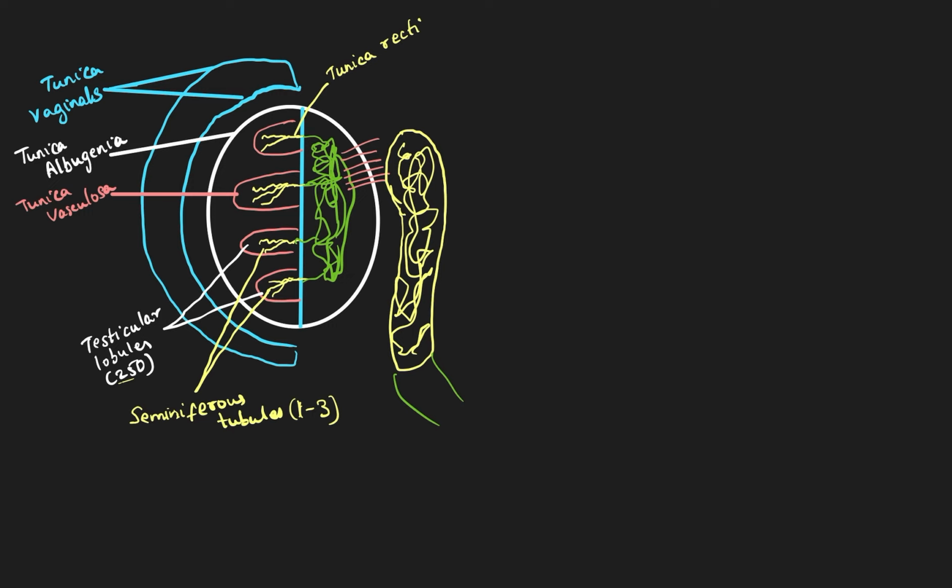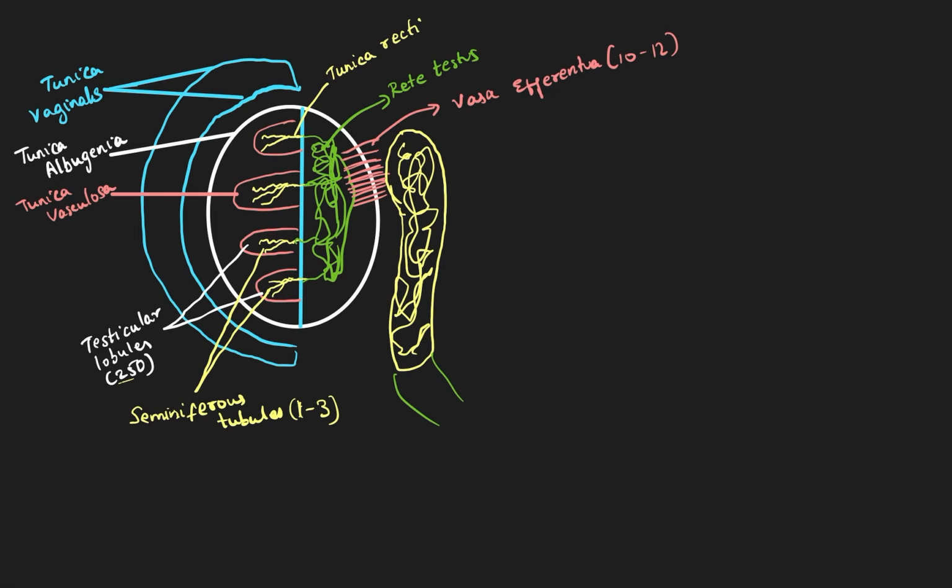After the sperms are produced, they enter this green color region that I have shown. This region is known as the rete testis. After the rete testis, they pass through the vasa efferentia. The vasa efferentia are 10 to 12 in number. You can see here 1, 2, 3, 4, 5, 6, 7, 8, 9, 10.